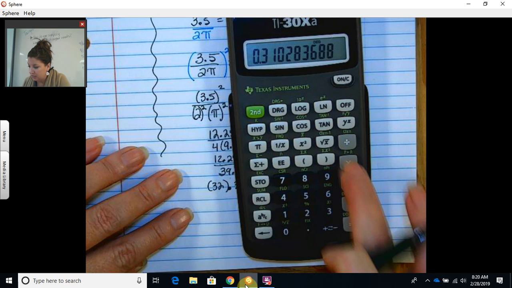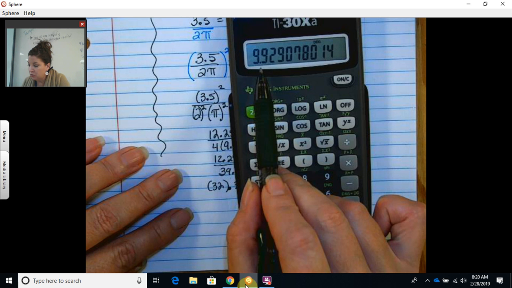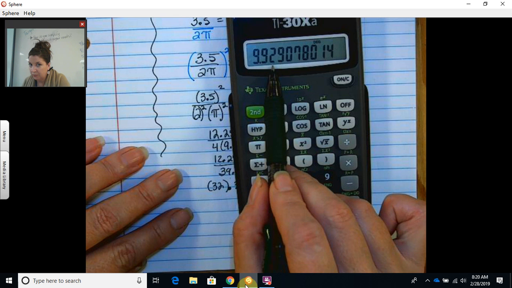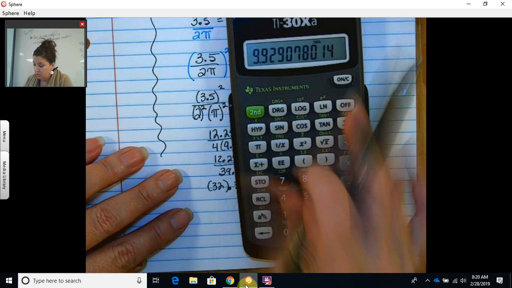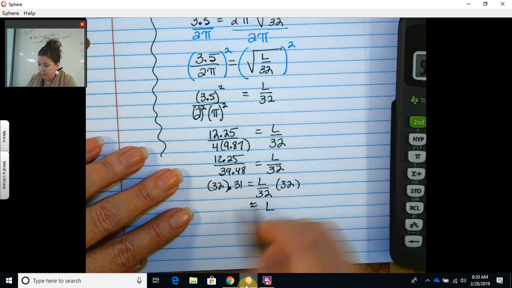And I get approximately, it says round to the nearest hundredth foot. So to the nearest hundredth foot, what would I put? It'd be 9.93, because 2 is in the hundredths place, so we look at the 9, it says round up. So L is approximately 9.93.